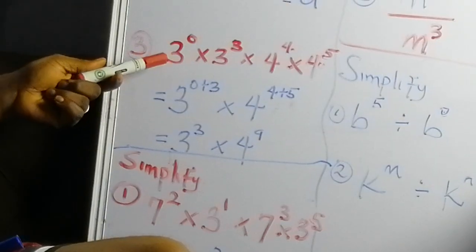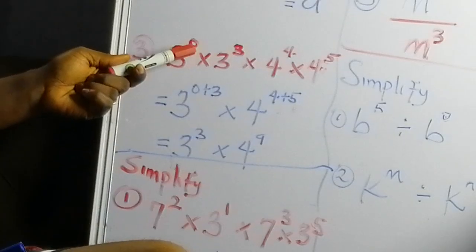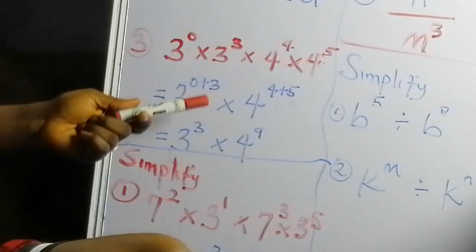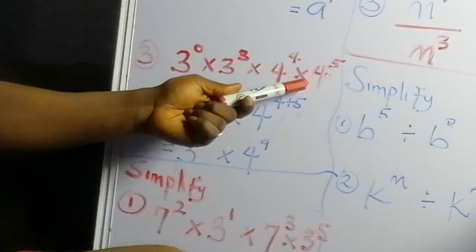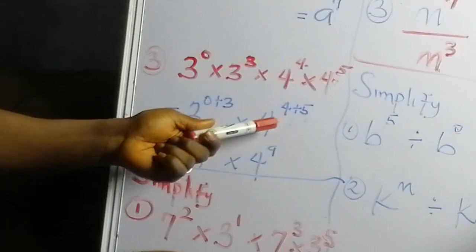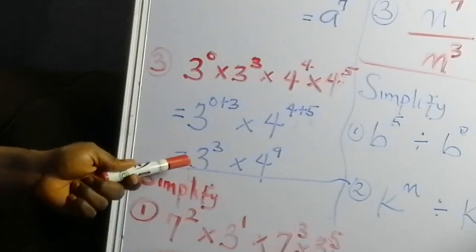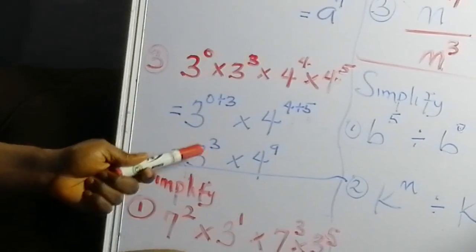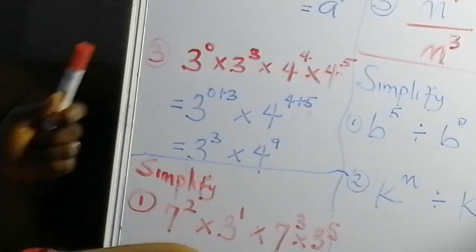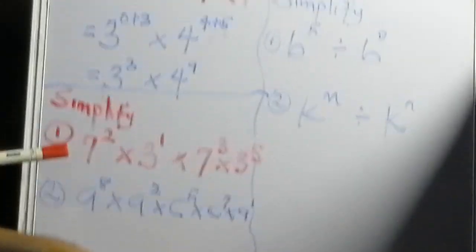What did I do here? Look at 3 here, look at 3 here. They have a common base. I pick one 3, and I add the power, which is 0 plus 3. The same thing applies here: 4 is common here, 4 is common here. You pick one 4, and you add the power, which is 4 plus 5. So the answer to this is 3 raised to power 0 plus 3, which is 3, times 4 raised to power 4 plus 5, which is 9.